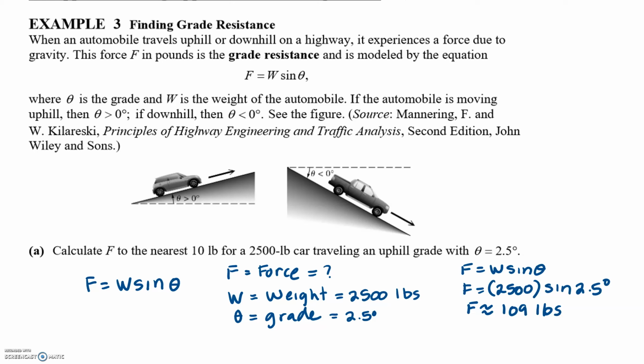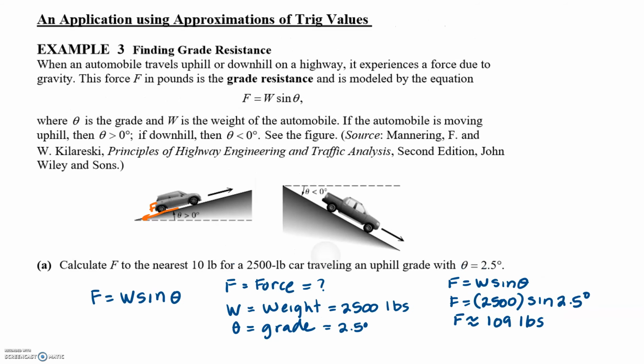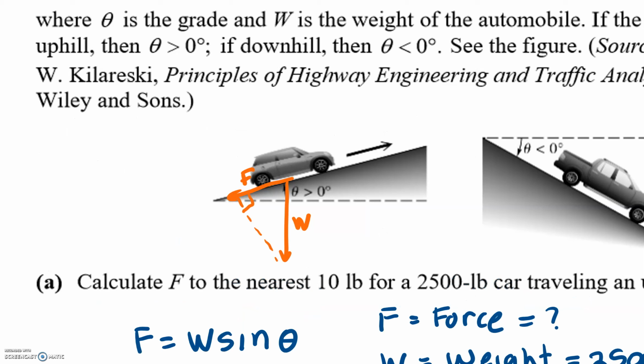To see why this works is a physics problem. And in physics, you will find that when a car is going uphill, there's going to be a force wanting to push it downward. So the force is going to go this way. And there's a weight. The weight is going downward. That's the force of the weight. And you can see it makes a right triangle. There's a right triangle right here. And this angle, I'm going to enlarge this. And this angle right here, believe it or not, is the angle theta.